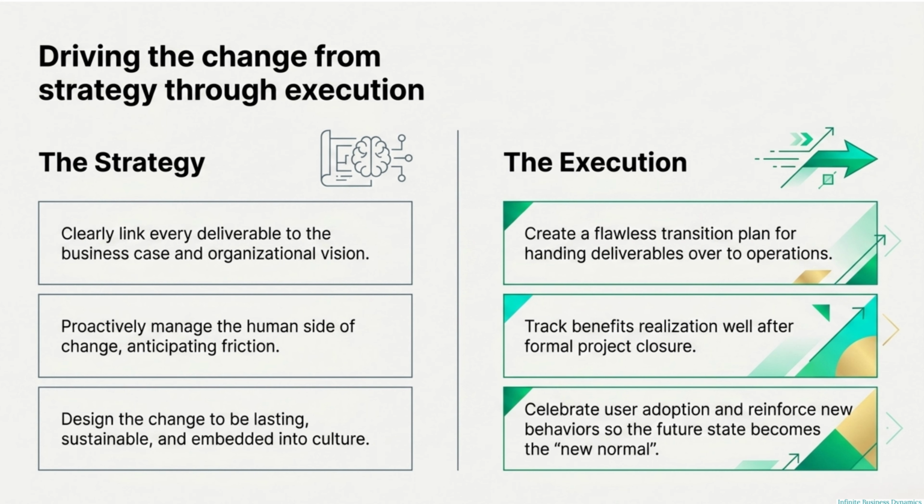This slide breaks down how we drive change from the big picture strategy to what's happening on the ground. Over on the left, you've got the strategy. Things like linking every single deliverable back to the business case, proactively dealing with the human side of change, and designing the change so it actually lasts. Then on the right, you've got the execution. Creating a perfect transition plan for when operations takes over, tracking benefits long after the project is officially closed, and this is critical, celebrating adoption to make the new way the new normal.